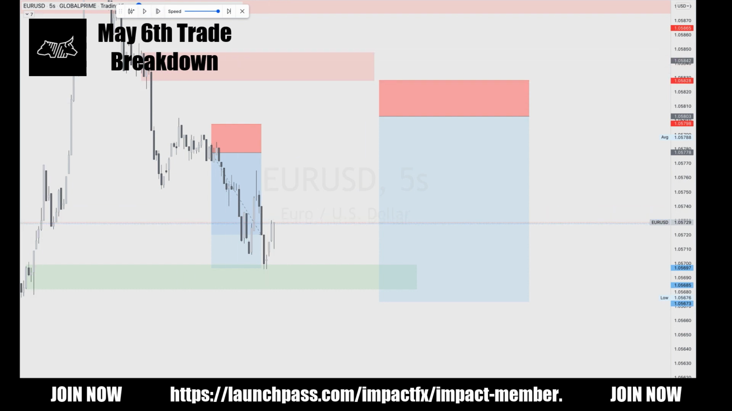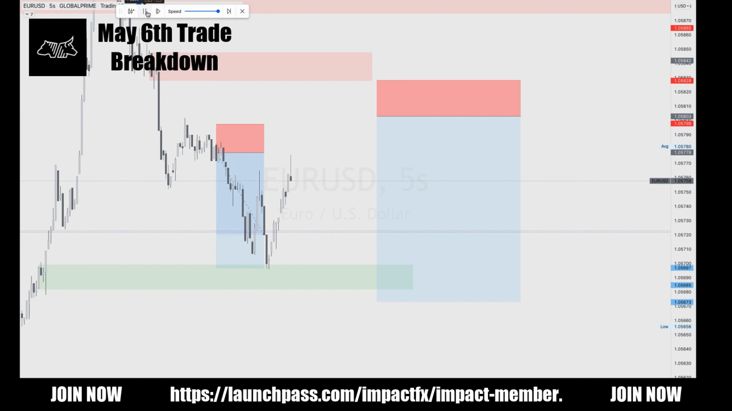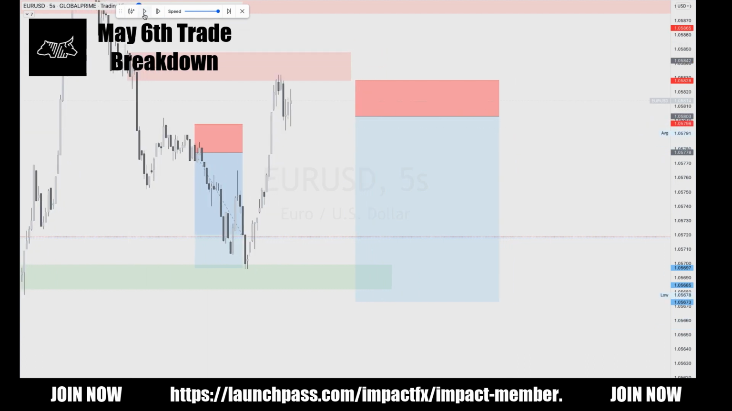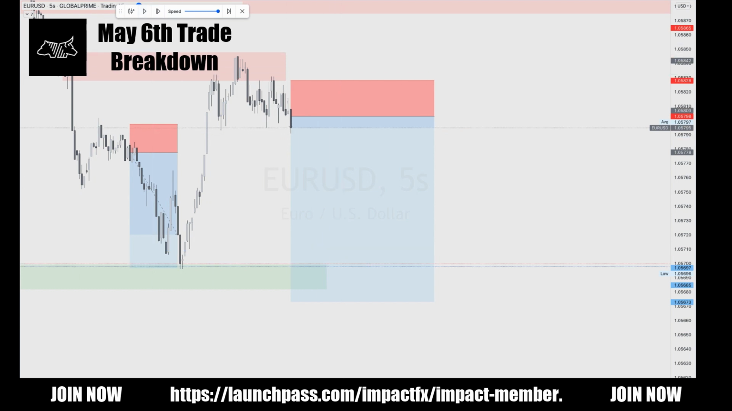Then what I end up seeing, guys, is we have an unmitigated OB, and you could look at this as being internal liquidity for this overall price action. So as price starts to make its way back up in here, I'm starting to look for areas I can get into this trade. So what do I see?